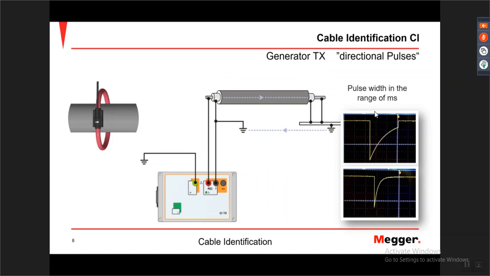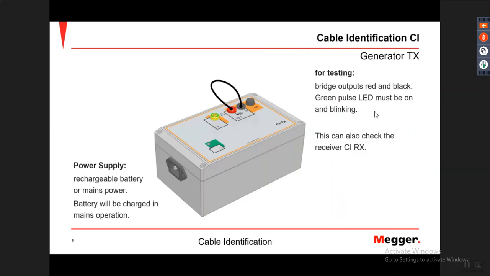The Rogowski coil itself, the red coil that goes around the cable, has a direction arrow on it. The arrow must face the direction of flow from the generator. You can test the generator itself. The unit has a kettle lead which will charge rechargeable batteries. If you test the unit by putting a loop between the red and black connections, the green pulse LED must be blinking.